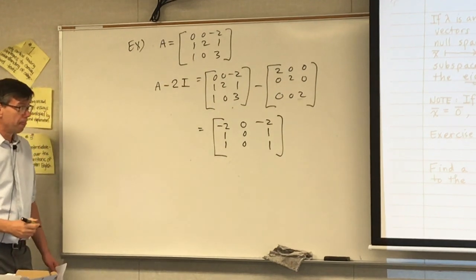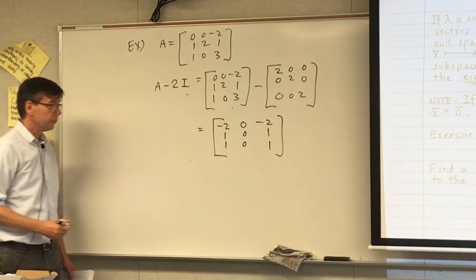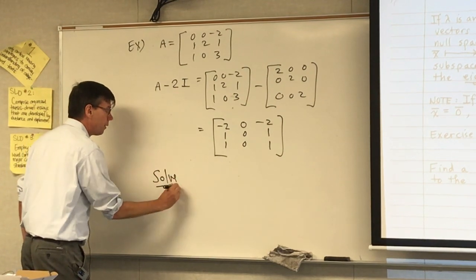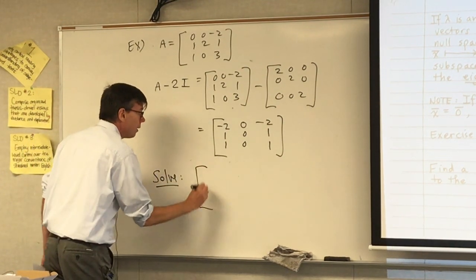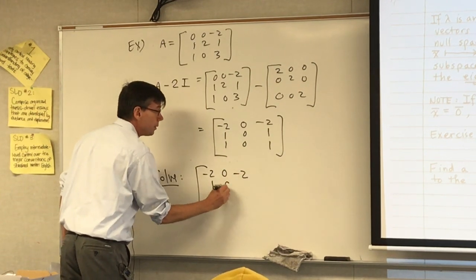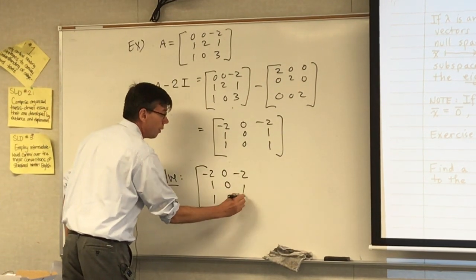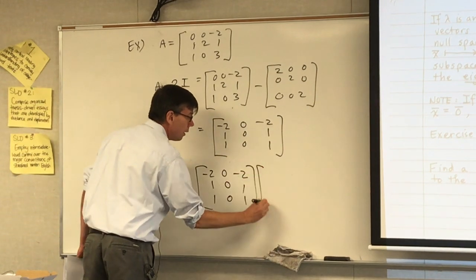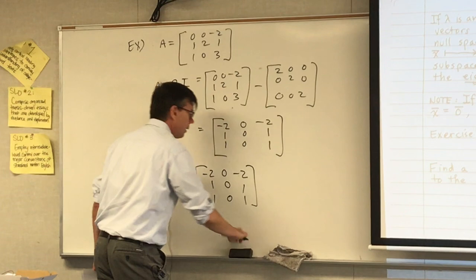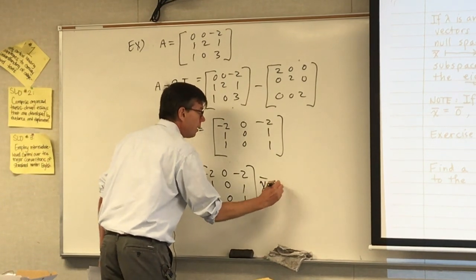Okay. So we want to solve the matrix equation with the matrix negative 2, 0, negative 2, 1, 0, 1, 1, 0, 1. Well, let's just say times x equals 0.